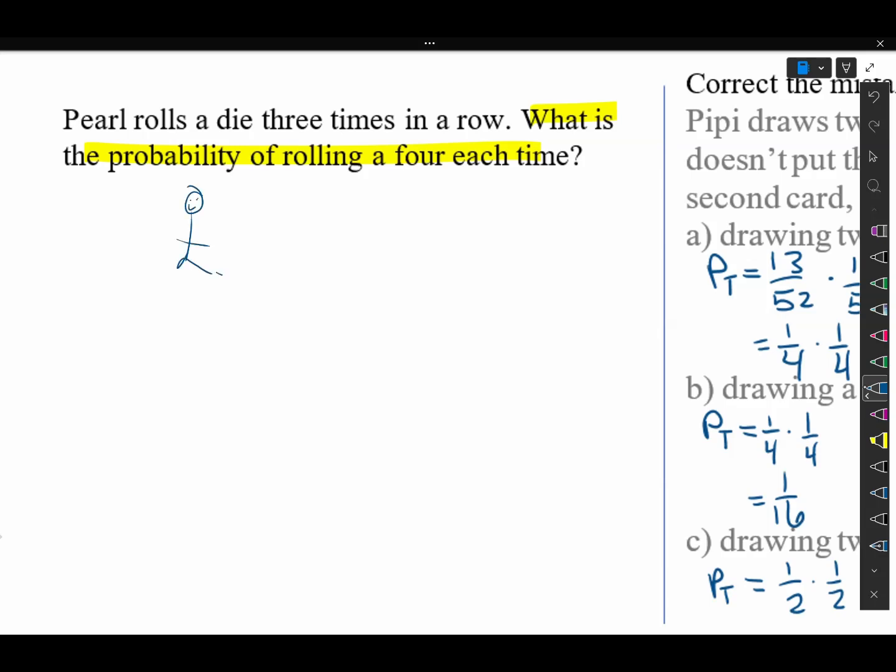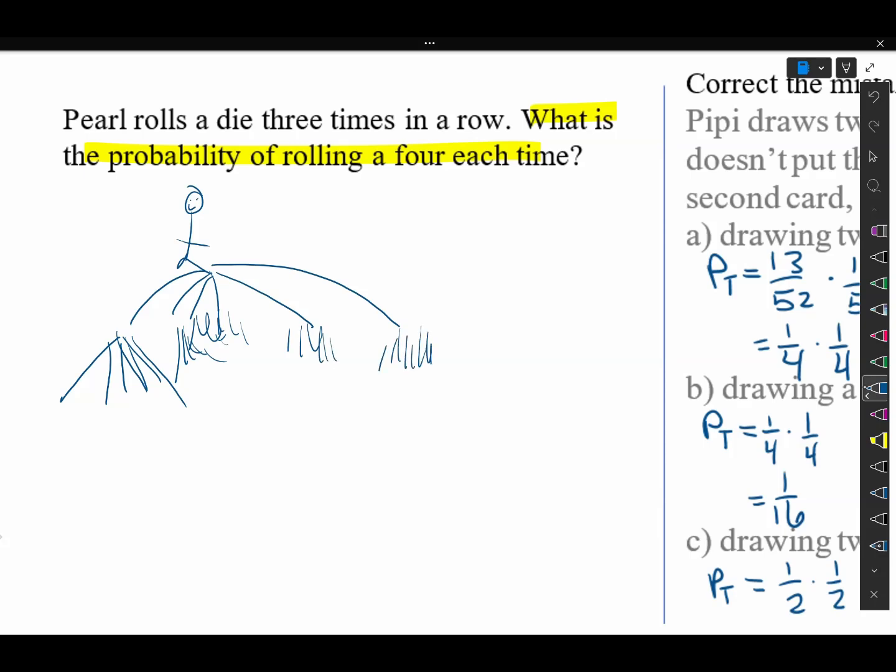We could build ourselves a tree diagram. We could have the numbers 1, 2, 3, 4, 5, 6. And then we could take each of those branches, that's our first event, and create 6 more. 1, 2, 3, 4, 5, 6. And oh my goodness, all of a sudden we end up with something that's looking really messy, but it's not even the messiest it would get because we're rolling the die 3 times in a row.